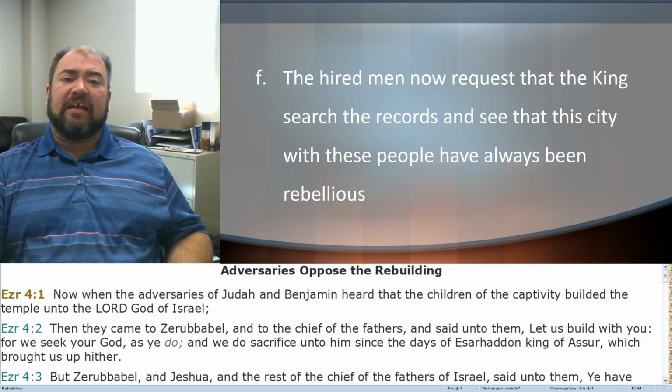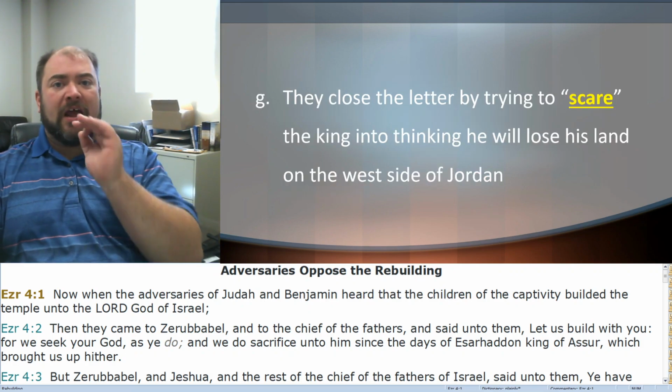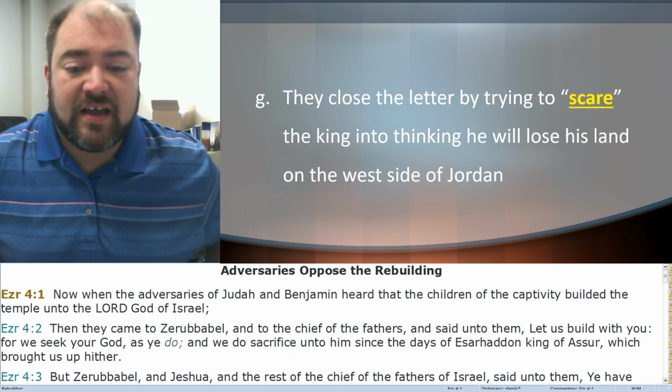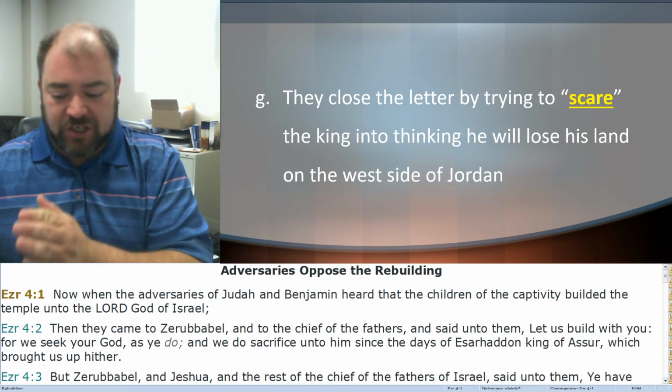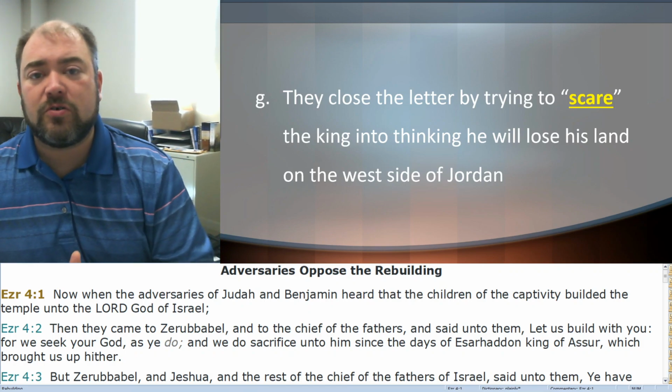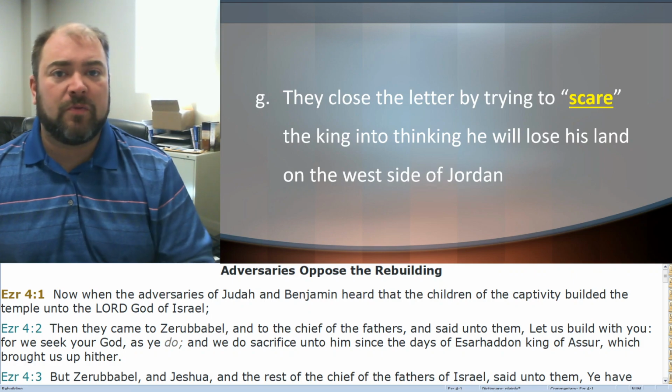And so ultimately, what are they trying to do? What are they trying to accomplish? I believe, now this is a little bit of my opinion, but I believe we can kind of back this up biblically. If we just kind of lay it all out, I think it makes sense. They close the letter this way. This is ultimately what they're trying to do.